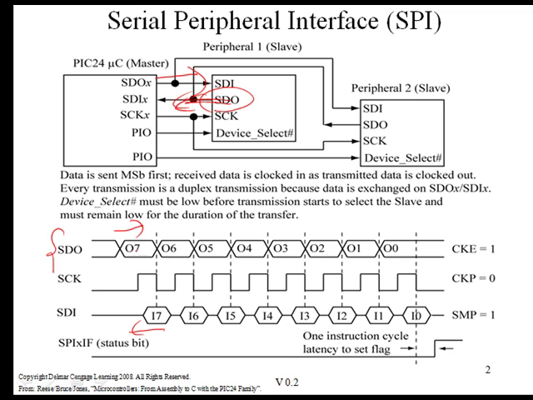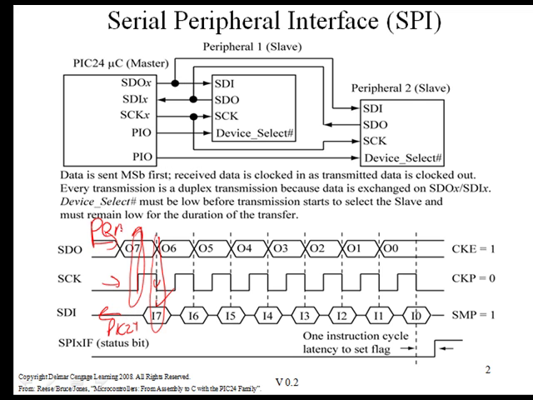So this shows output data going. Notice that on this edge right here, the output data is changing, but the input data is stable. So here the input data is going to be clocked in by the PIC24 on the falling edge. So the peripheral would clock in data on this edge, while the PIC24 would be clocking in data on this edge right here. So this is going towards the PIC24, and this data right here is going towards the peripheral.